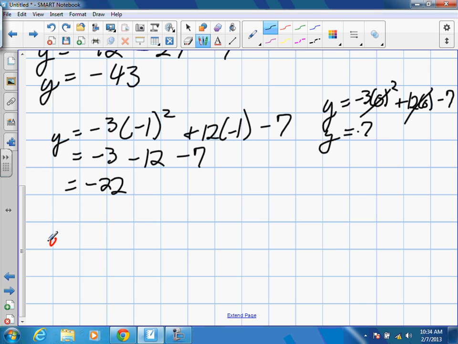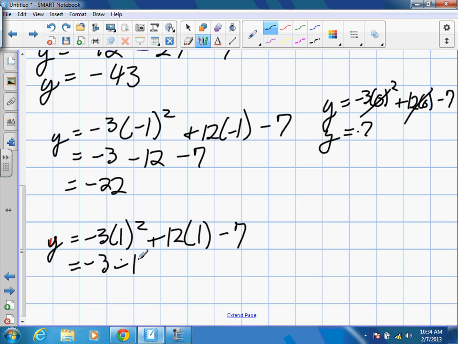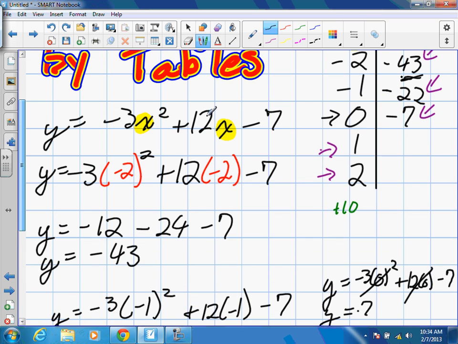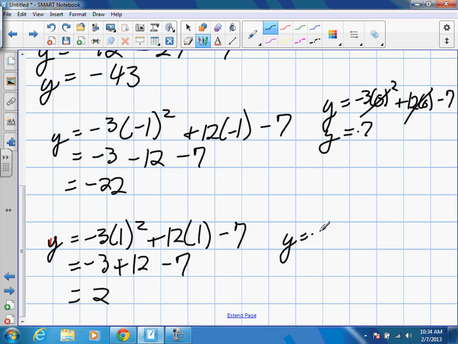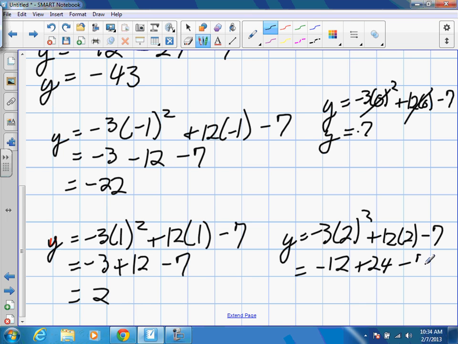Okay? We're going to go quick again. Y equals negative 3 times 1 squared plus 12 times 1 minus 7. That's going to be negative 3 plus 12 minus 7. Pause the video if you're going through this and you don't know how I got those numbers. Just put them into your calculator. That's going to be 2. That's another value that ends up on the graph. Y equals negative 3 times 2 squared plus 12 times 2 minus 7. This is going to be negative 12 plus 24 minus 7. This is going to be 12 minus 7, 5.